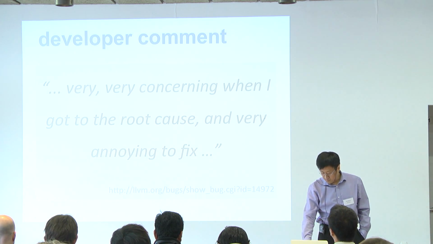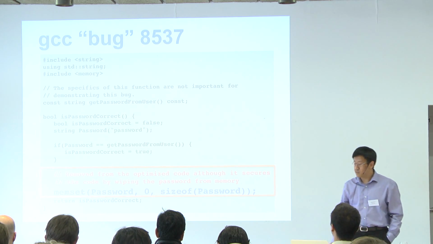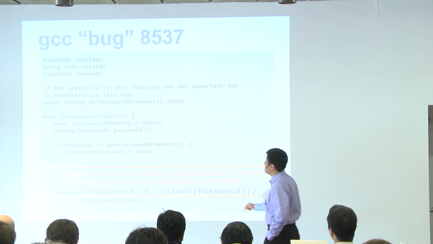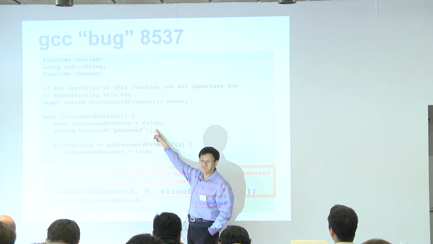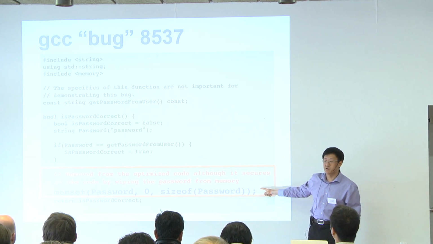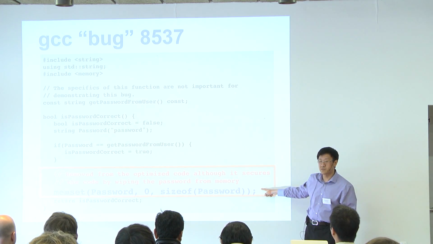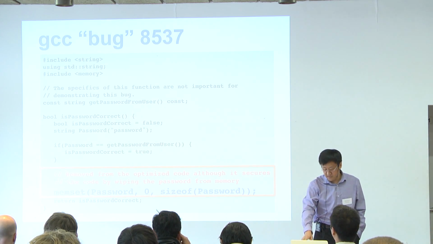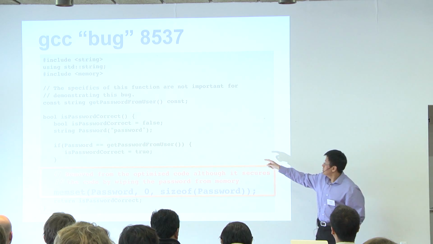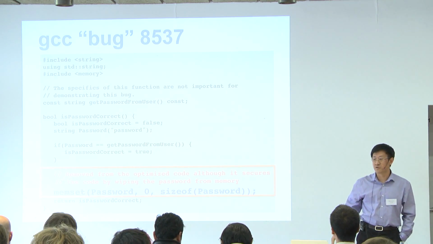That's one type. The second type is more debatable, so here I put quotes around the word bugs. Let's look at GCC bug report 8537. In this code there's a string, password, that's confidential. It's a local variable. Then we have this function, where the developer is very careful and tries to wipe out this confidential information before returning from the function. But the compiler views this as dead code, because the password is a local variable, which of course will be destroyed when we return from the function.